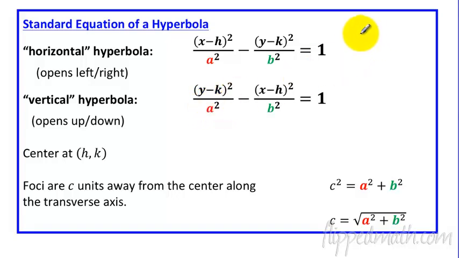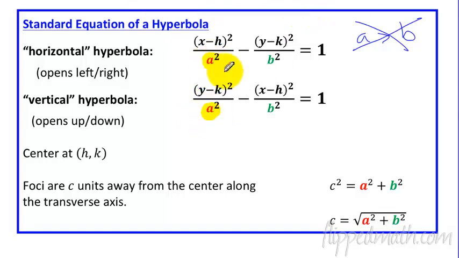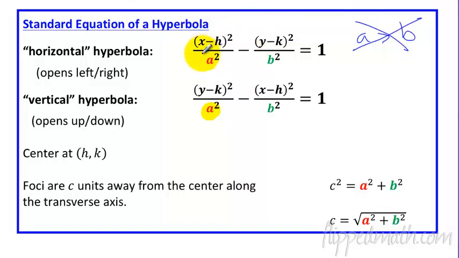In the ellipses, we'd have a is greater than b. That is not the case for hyperbolas. A is not greater than b for hyperbolas. A is always the front number here on the bottom. So recognize that because it's subtraction, the order matters now. With ellipses, the order didn't matter because it was addition, but now it matters. And it is not a greater than b for hyperbolas.